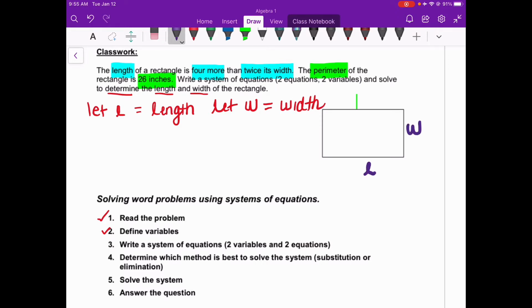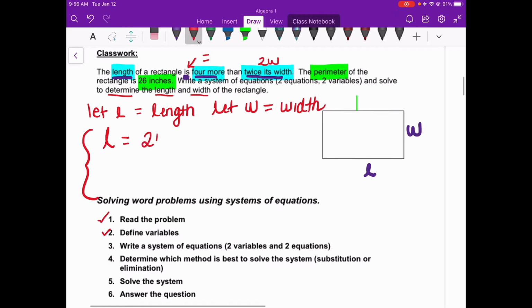And we'll write an equation based off of the information. So we're going to translate the first sentence. The length of a rectangle is 4 more than twice the width. The word "is" in math means equal. So we're going to start the first equation by writing L is equal to 4 more than twice the width. Twice the width is 2W, 2 times W. And 4 more than that would be plus 4.